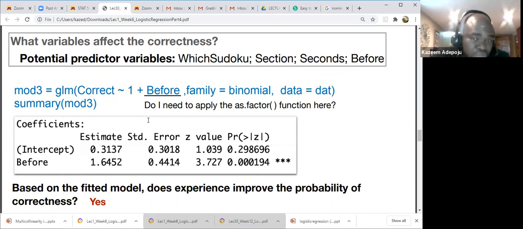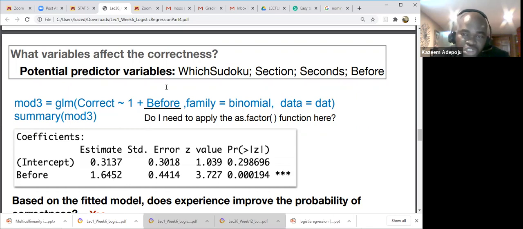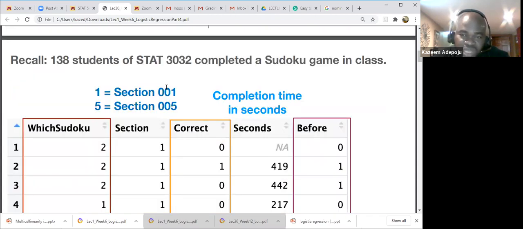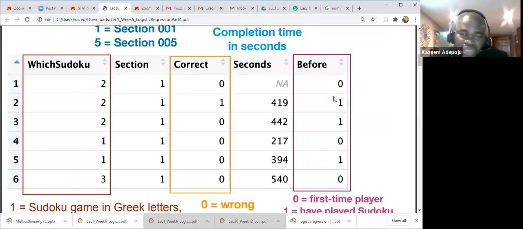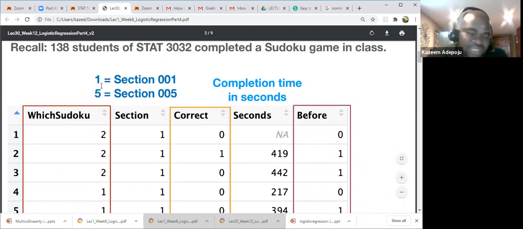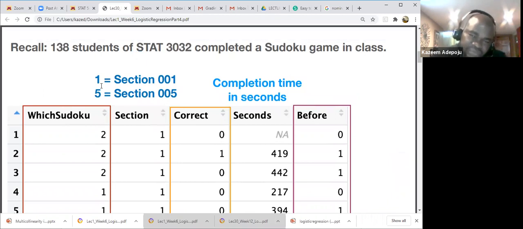We are trying to measure this, and if you take a look at the data for before, I'm going to show you right now the nature of the data. Take a look at it right here. It's categorical. Can you see that now? It's categorical, on 0 and 1. So when a predictor is on 0 and 1, you may not necessarily need to factor it. But if you take a look at what I have right here, I did not code that as 0 and 1. I coded that as 1 and 5. Why do I code it as 1 and 5? Because 1 indicates section 1, section 001, and 5 indicates section 005.